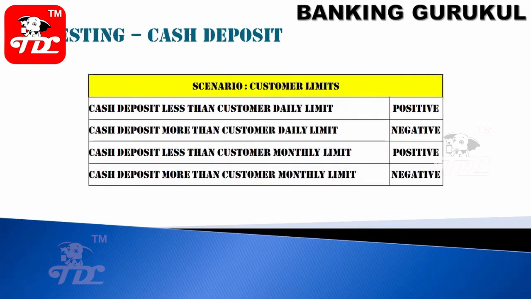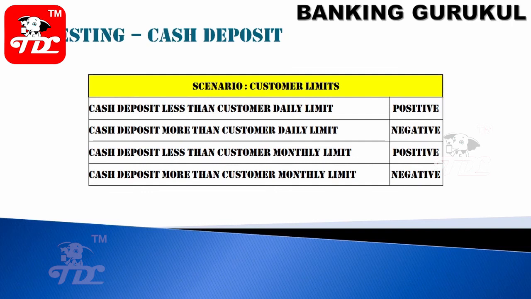I can test customer limits. Every customer will have a daily limit and a monthly limit. A transaction within the customer daily limit is a positive scenario. More than the customer daily limit is a negative scenario. In the same way I can test the monthly limit: less than the customer monthly limit is positive, and more than the customer monthly limit is a negative scenario. You can test these scenarios also during cash deposit transaction testing.